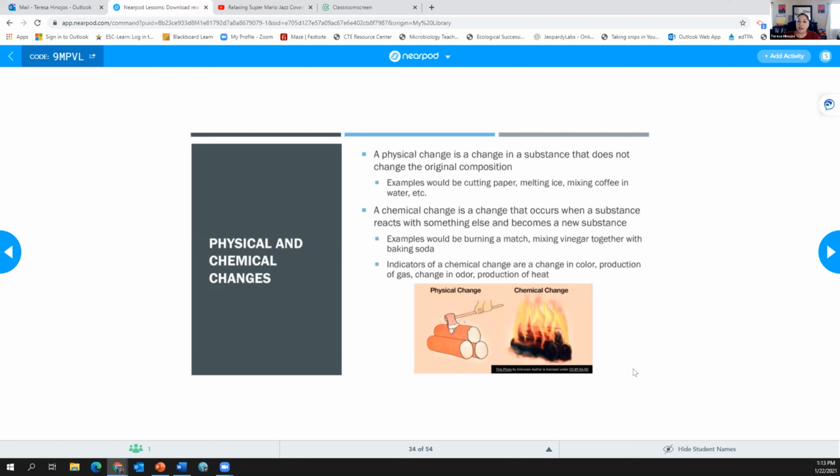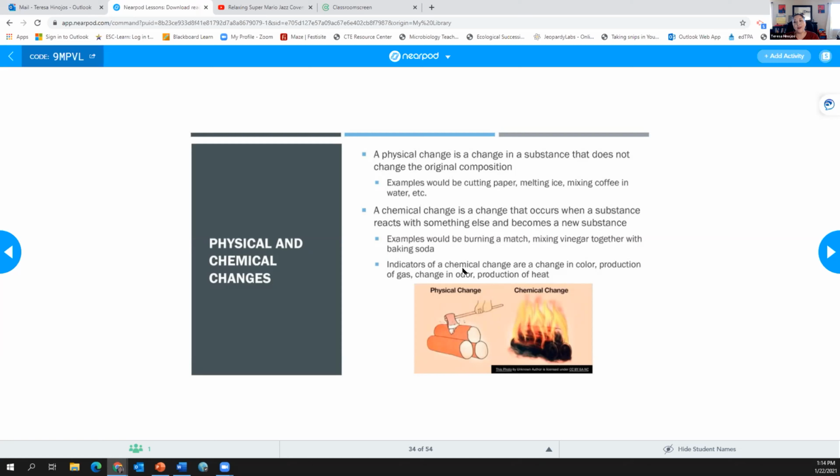So with a chemical change, the way to remember whether something is a chemical change is to pay attention to these indicators. If I take my paper and I set it on fire, my paper is going to change color. It's going to turn black, right? It's going to smell different. When I light it on fire, it's going to give off light and heat. And all of those are indicators of a chemical change.